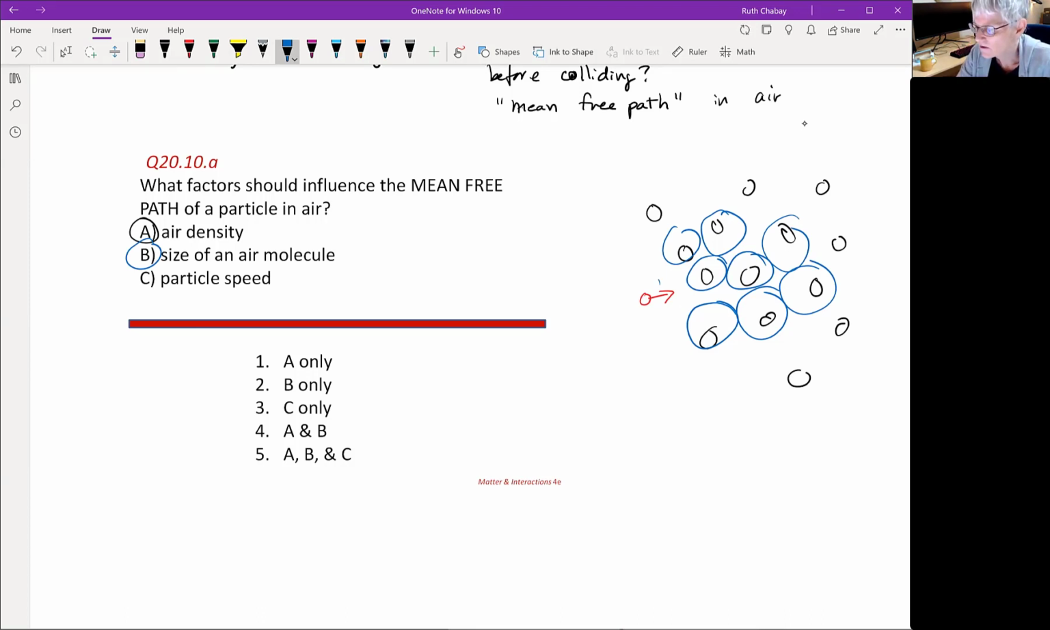Does the speed of this moving particle actually matter? Well, if it travels really slowly, it's going to take it a long time to get to something it collides with. And if it travels fast, it's going to get there sooner. But did it go any farther? No, it actually went the same distance before colliding with another object. So therefore, particle speed is actually not one of the key things. What's going to affect the mean free path is going to be the density of the air and the size of a molecule.